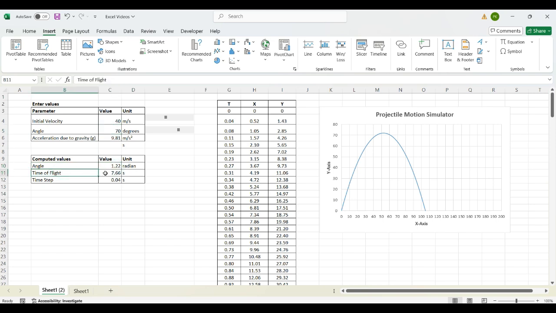Then you have time of flight. So we saw the formula of time of flight, which means the time it takes for the object to cover the full distance of the projectile. That we saw was 2u sine theta by g. So based on the values, this time of flight is calculated.